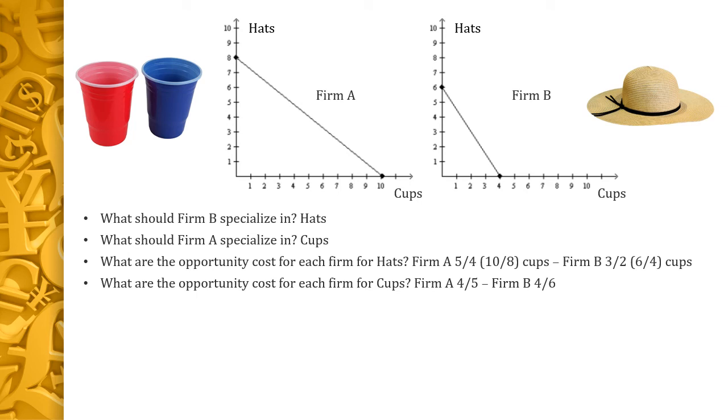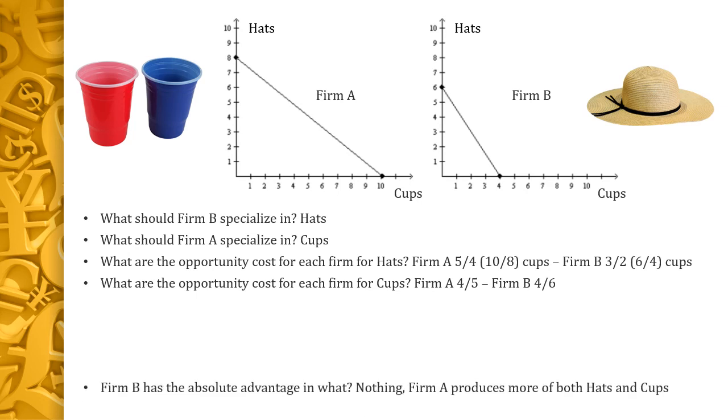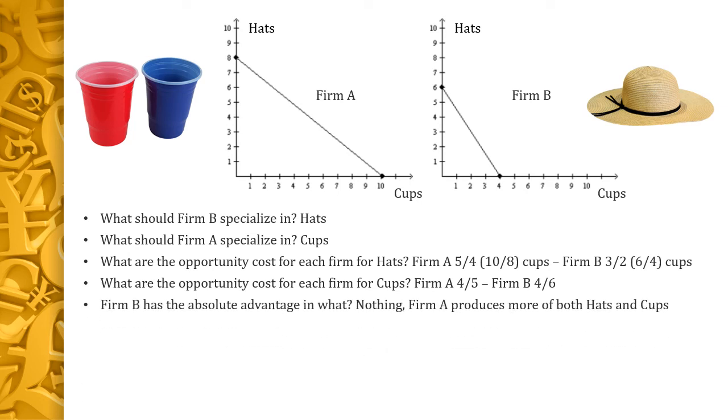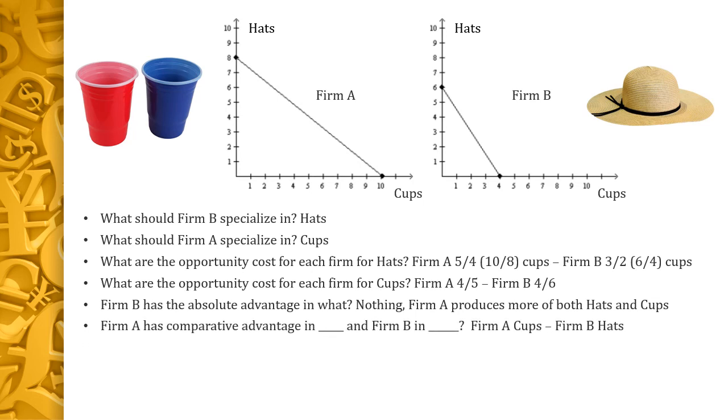What is the opportunity cost now for cups? Same thing. And by the way, notice that for firm B, I didn't reduce. It says 4/6, and that should really be 2/3. Firm B has the absolute advantage in what? Well, nothing, because basically A produces more of both of the things that they produce. Firm A has a comparative advantage in what? And firm B in what?